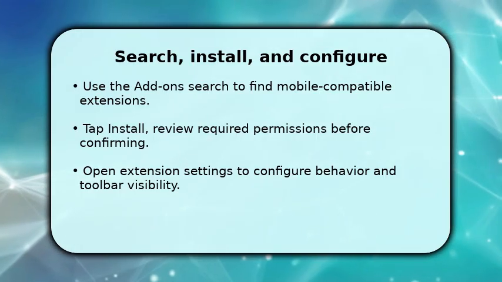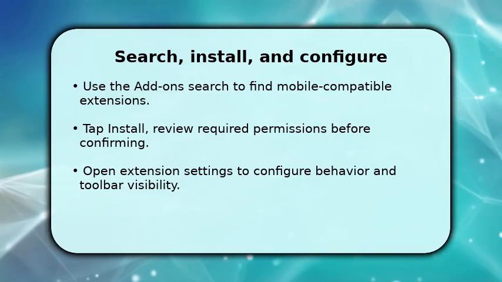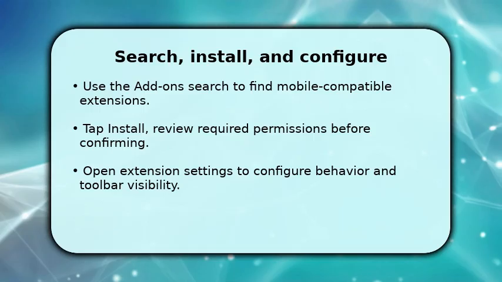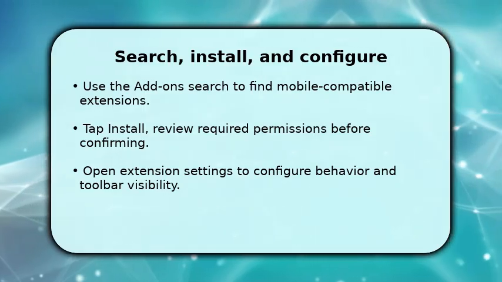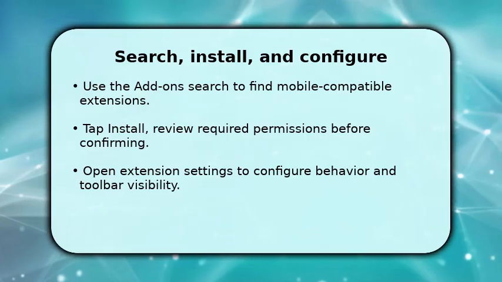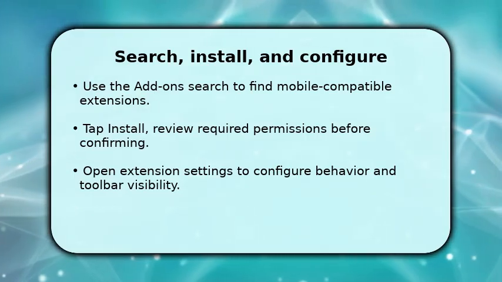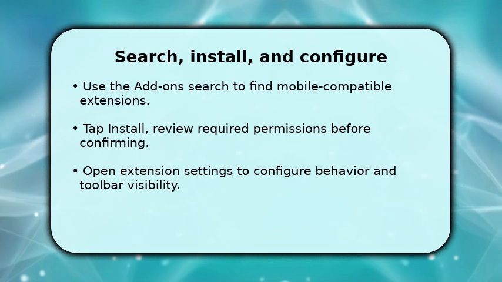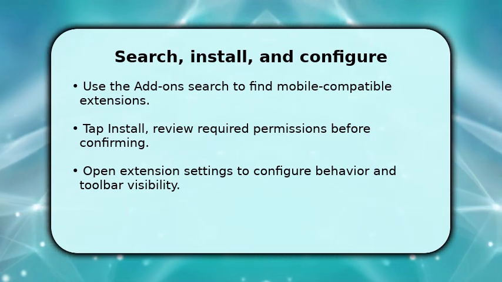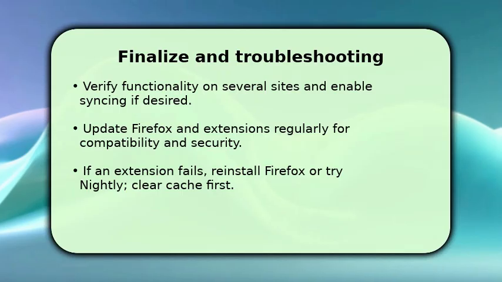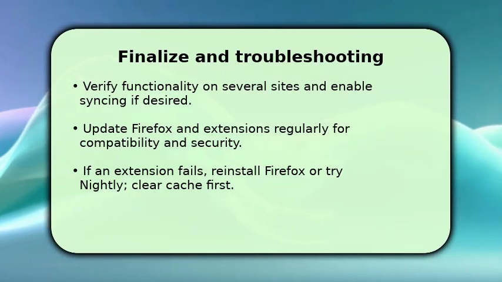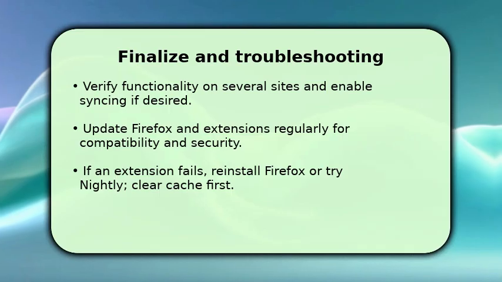After installing, open the extension settings inside the add-ons page to configure options like blocking rules, site exceptions, or toolbar placement. Once configured, test it on a few pages to verify behavior and tweak permissions or settings until the extension behaves as you expect. Finish by verifying the extension works across sites you use. Make sure sync is on if you want settings shared to other devices.